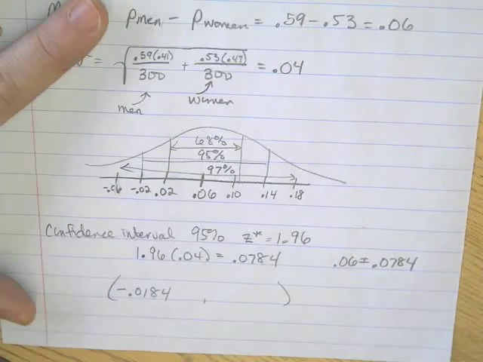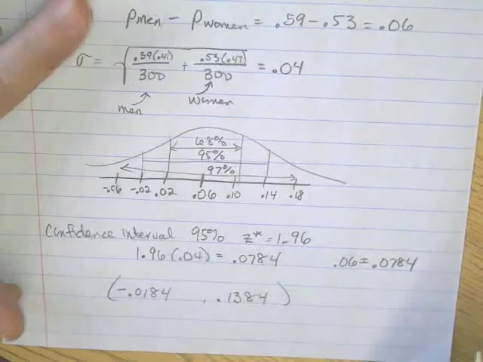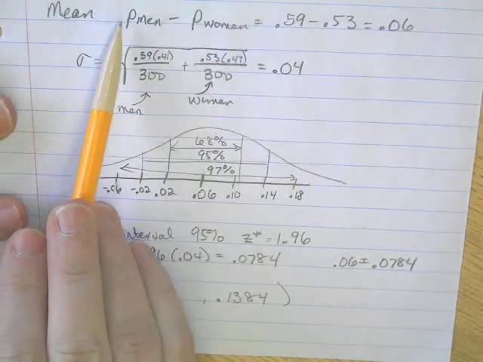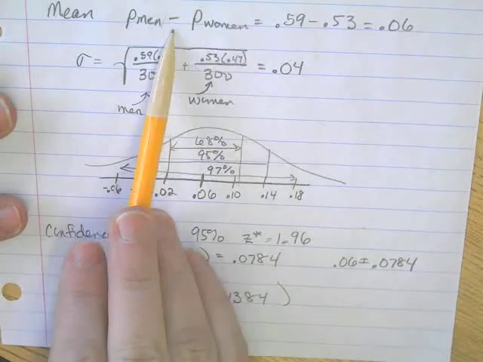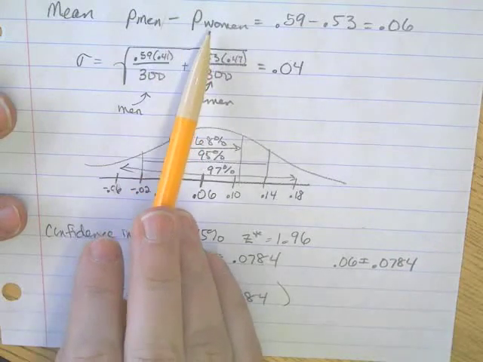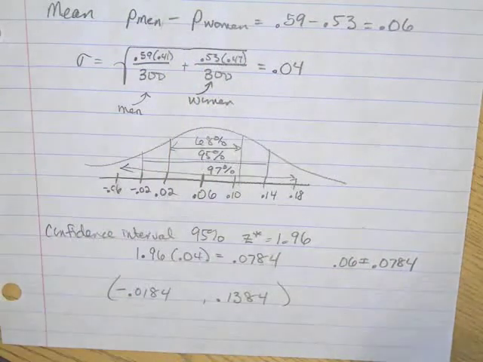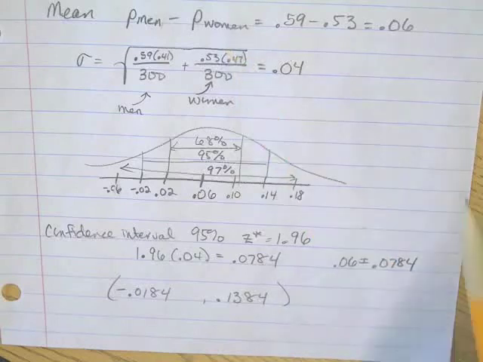and 0.1384. The negative would just mean that the only way I could get a negative number is if women are more in favor of him than men. Usually we don't get negative numbers, or we disregard them as percents. But because we're talking about the difference, a negative percent here just means that women are more favorable than men. Okay, hopefully that helps.